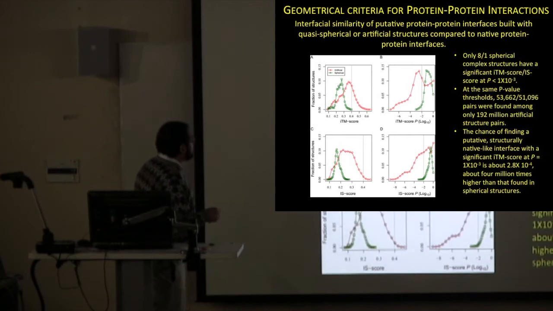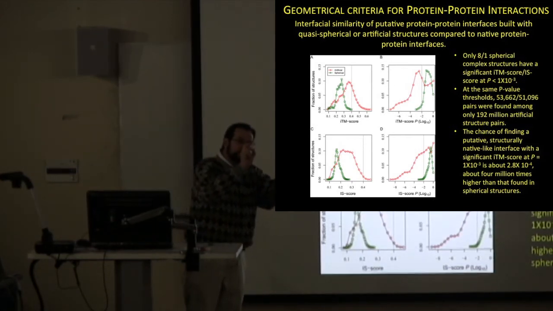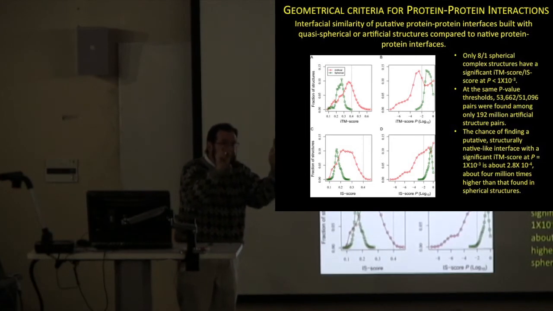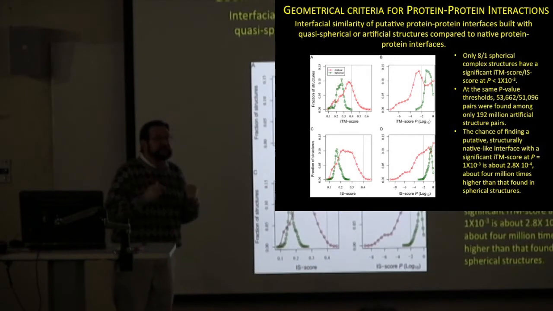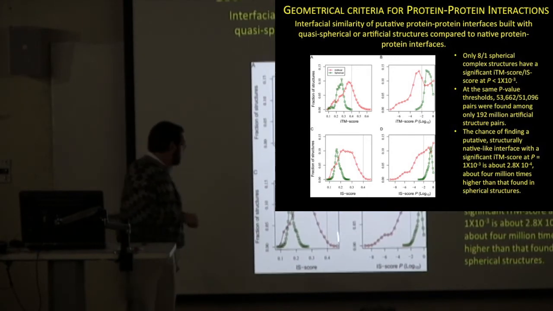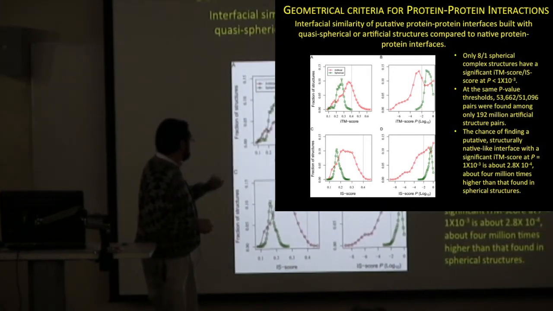We're going to now ask the question of how many of these structures, so remember, these are monomeric structures that match global folds of the monomers in a dimer, how many of them have statistically significant interfaces? This is the distribution of p-values. This is a little bit more complicated.